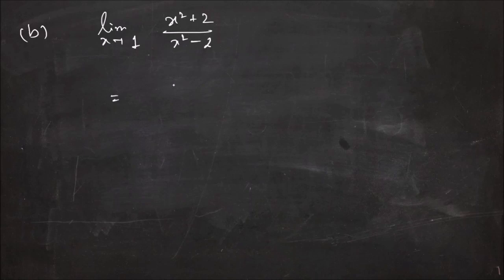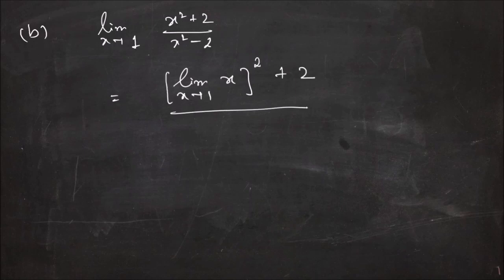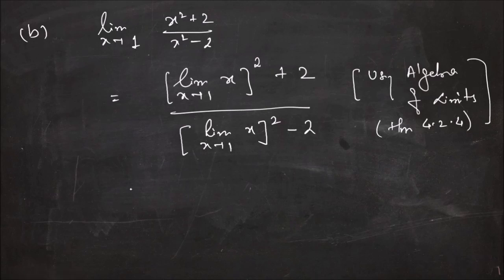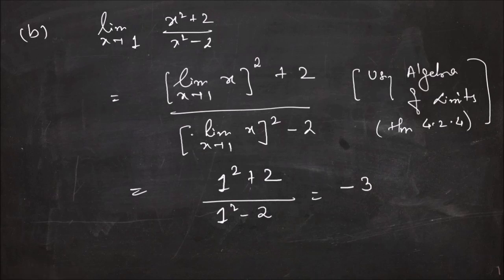According to the theorem we can write it as limit x tends to 1 of (x square plus 2) upon limit x tends to 1 of (x square minus 2) using algebra of limits. This is theorem 4.2.4. It is also called algebra of limits. Using that we get this, and now limit x tends to 1 of x is nothing but 1. So 1 square plus 2 upon 1 square minus 2. So this is minus 3. Now I am leaving the next two questions. You all can do that. So let us move to question number 2.